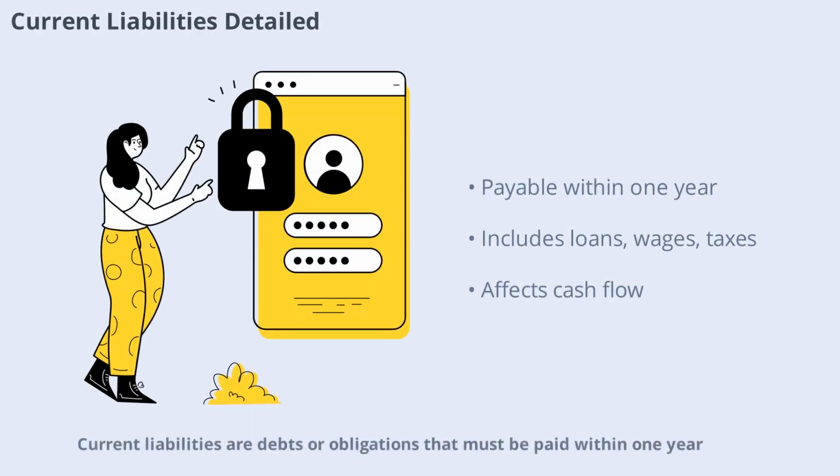Current liabilities are debts or obligations that must be paid within 1 year. These typically include accounts payable, short-term loans, and accrued expenses like wages or taxes. Listing these separately on your balance sheet helps you monitor upcoming payments and manage cash flow effectively. It also gives investors and lenders insight into your short-term financial commitments.